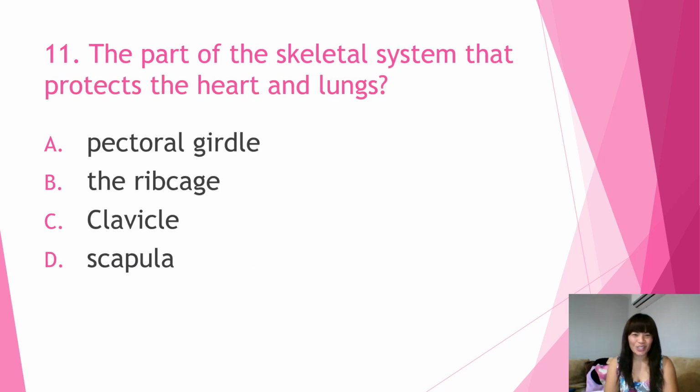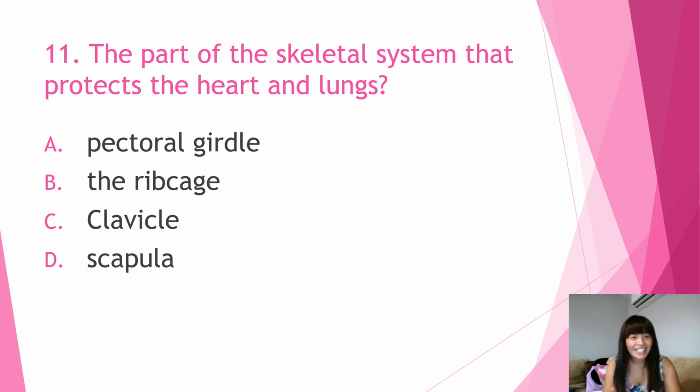Okay, number 11 question. The part of the skeletal system that protects the heart and the lungs. A, pectoral girdle. B, the rib cage. C, clavicle, or D, scapula. The part of the skeletal system that protects the heart and lungs must be a very big part of the skeletal system, huh? A, pectoral girdle. B, the rib cage. C, the clavicle, or D, scapula.